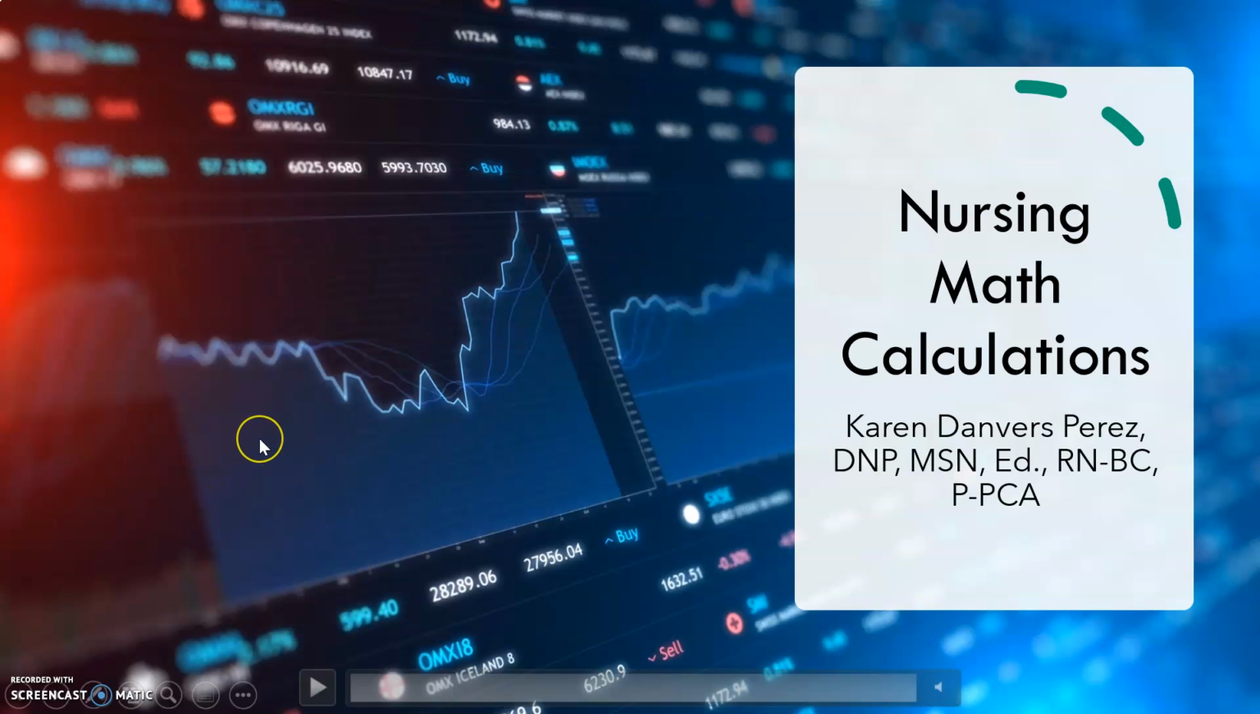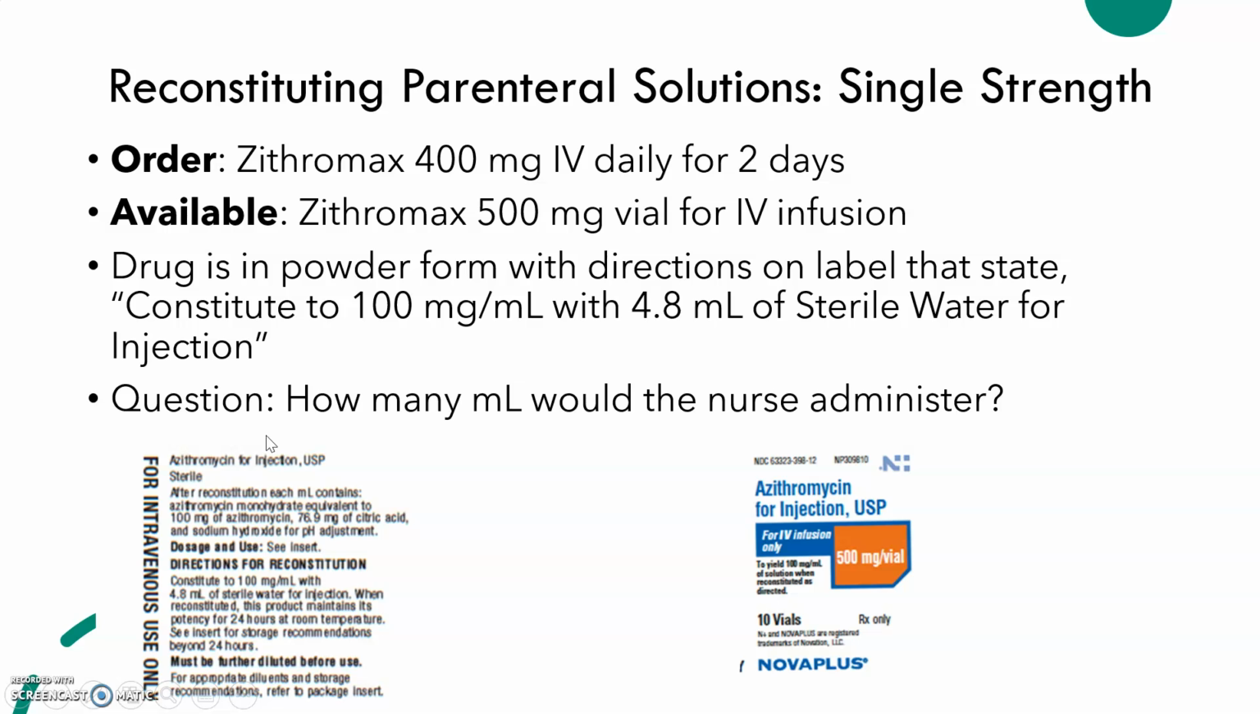And today we'll be discussing MedMath. The section of MedMath that we'll be discussing is reconstituting parenteral solutions, single dose or single strength. So the order is Zithromax 400 milligrams IV daily for 2 days. Available is Zithromax 500 milligram vial for IV infusion.